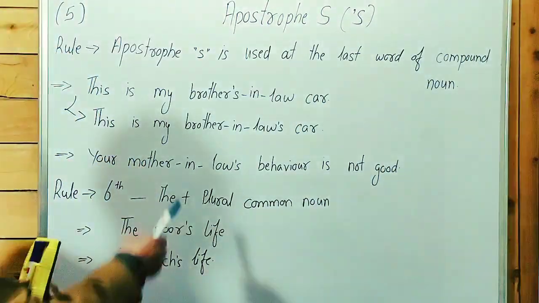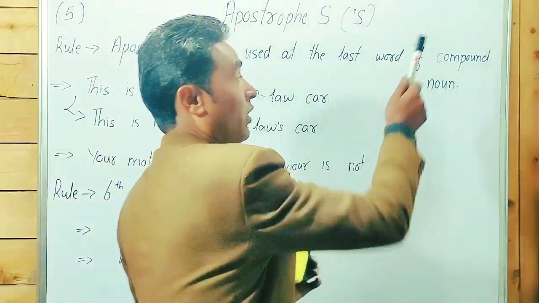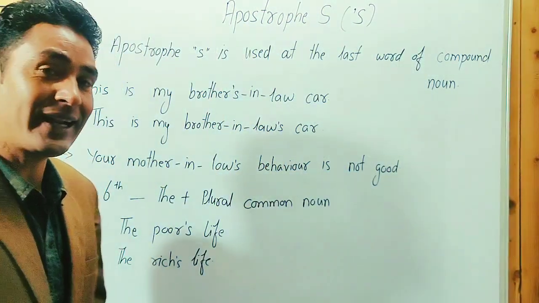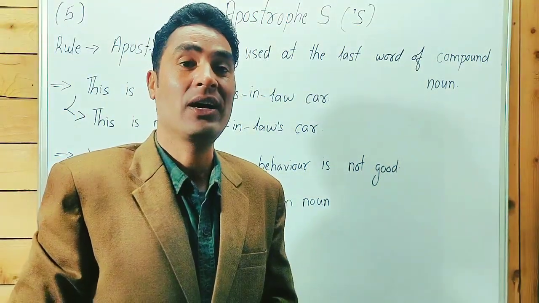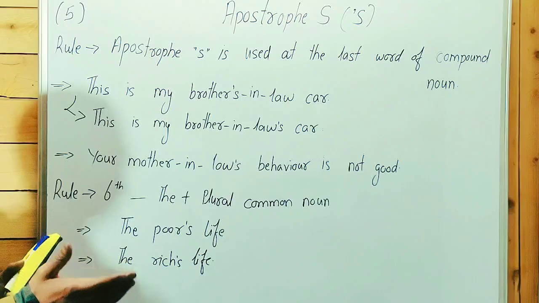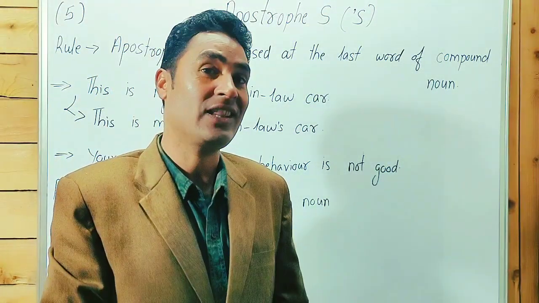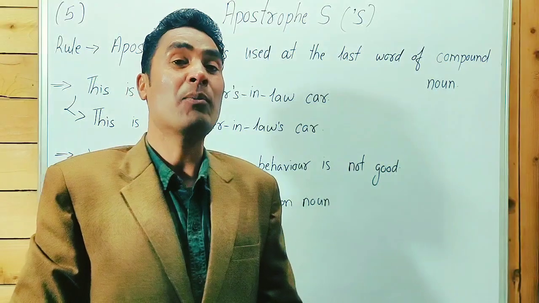Rule number 5: apostrophe S is used at the last word of a compound noun. What do you mean by that? Compound noun, you must have heard about it. Compound nouns are brother-in-laws, sister-in-laws, father-in-laws. These are compound nouns.